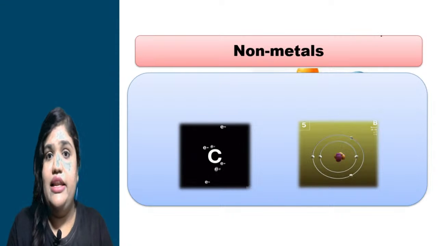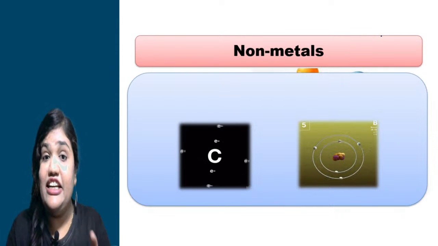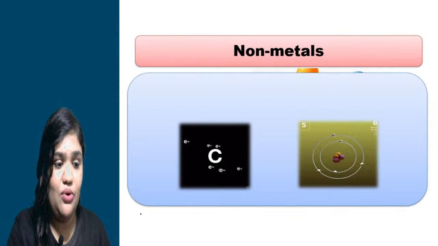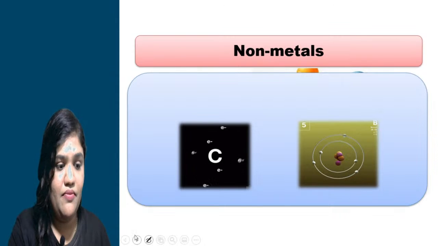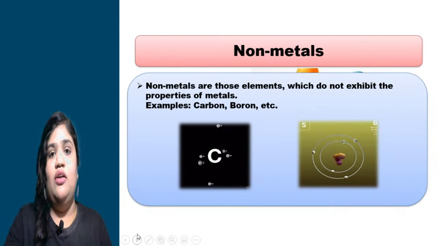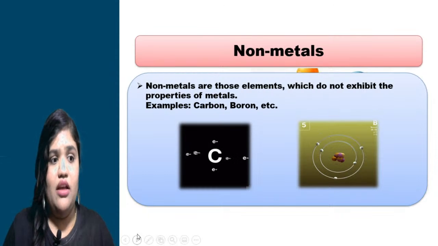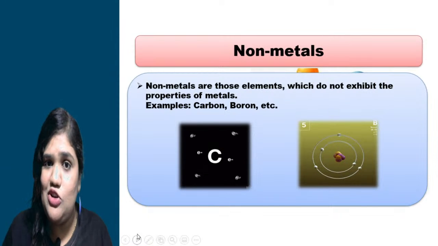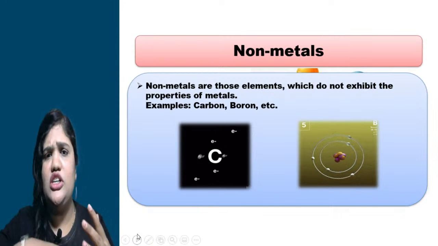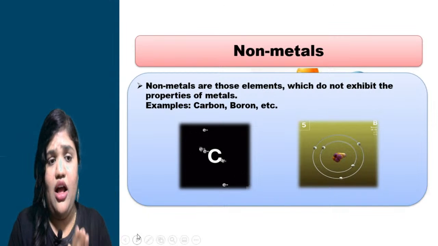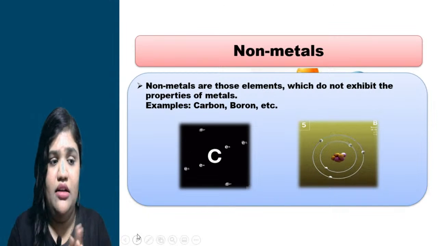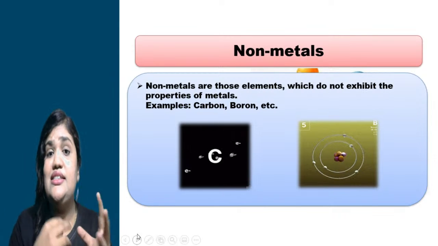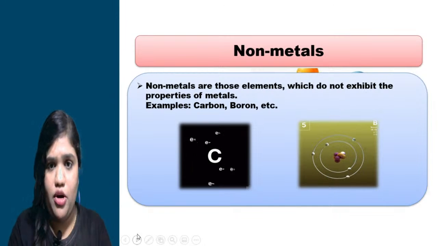Okay, so let me disclose what is actually related with non-metals. So here is the information that we have discussed. Non-metals are those elements which do not exhibit the properties of metals, means they contain exact opposite properties, right? Opposite of what? Opposite of metal. Examples: carbon, boron, nitrogen, oxygen, right? These are the examples of non-metals.